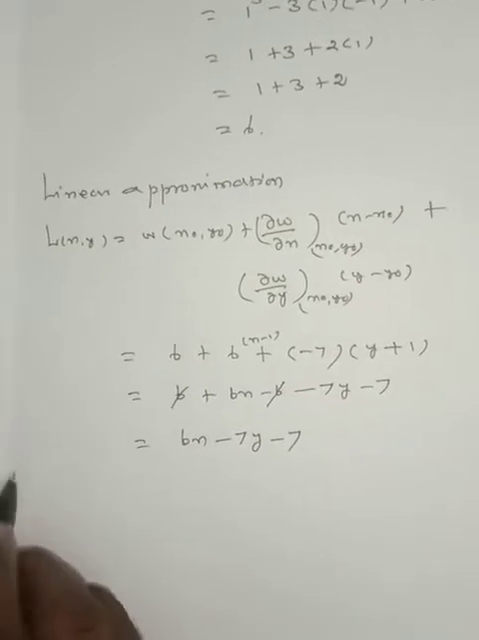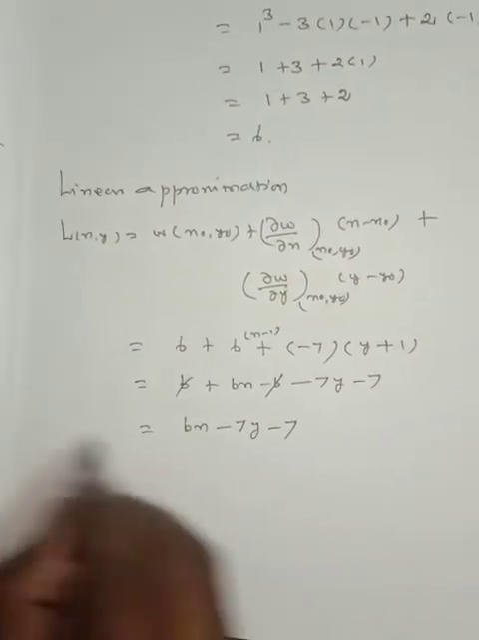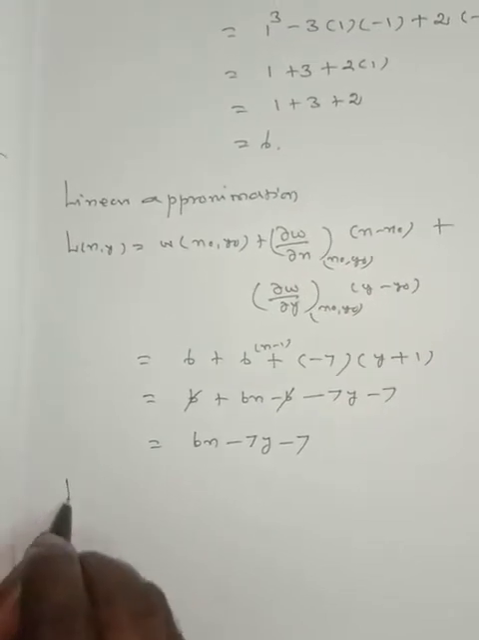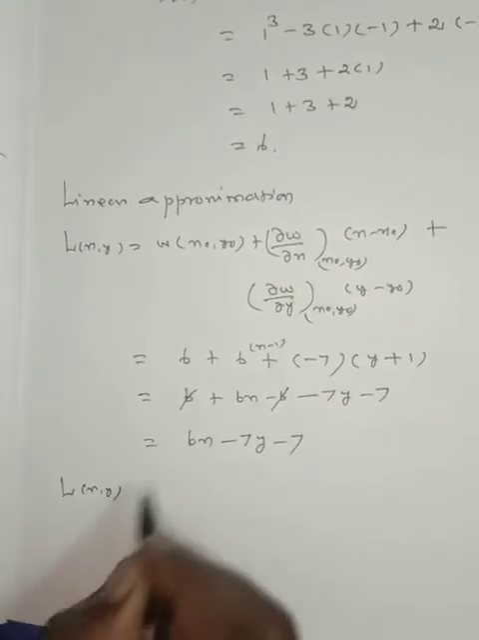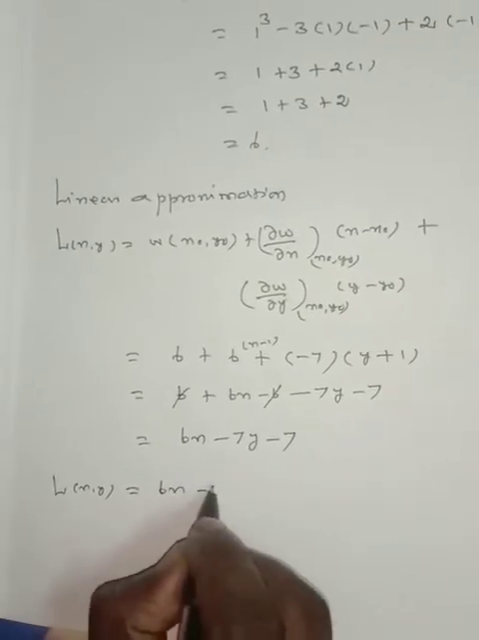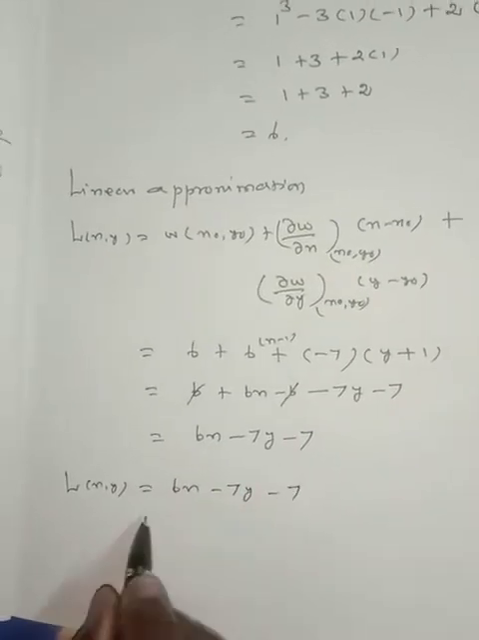This is the linear approximation of the two variables x and y. So L of x, y is equal to 6x minus 7y minus 7.